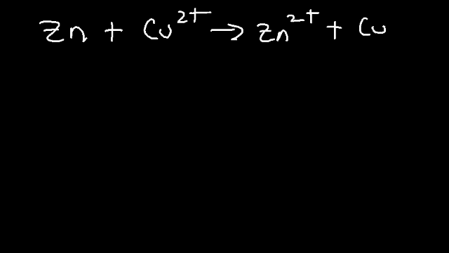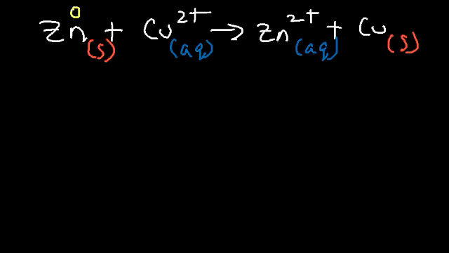Zinc and copper are in a solid phase, and the ions are in the aqueous phase, which means that they're dissolved in water. So now, how can we identify which one is the oxidizing agent and which is the reducing agent? In order to do that, you need to find a substance that is oxidized and a substance that is reduced first. So notice that zinc, the oxidation number increases from 0 to 2 plus.